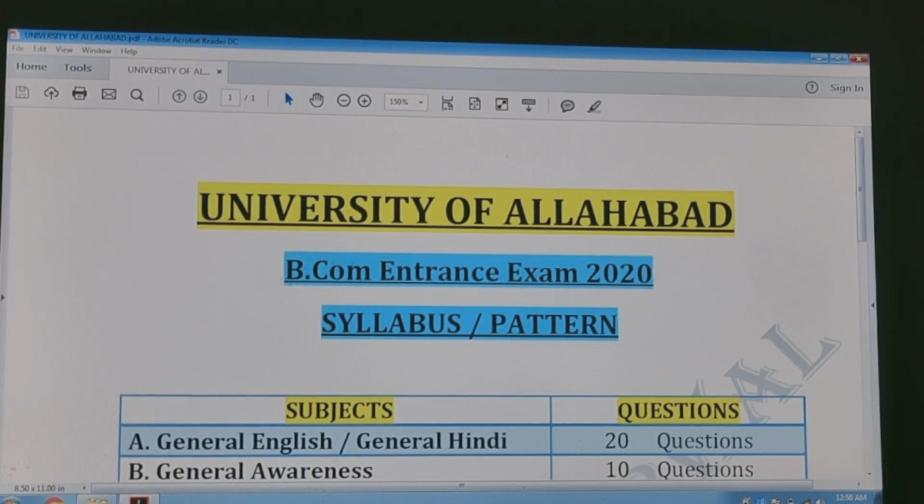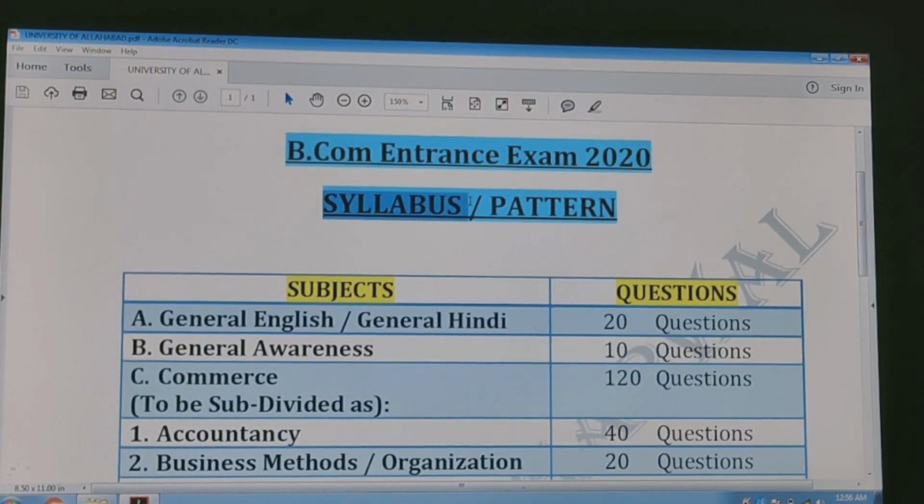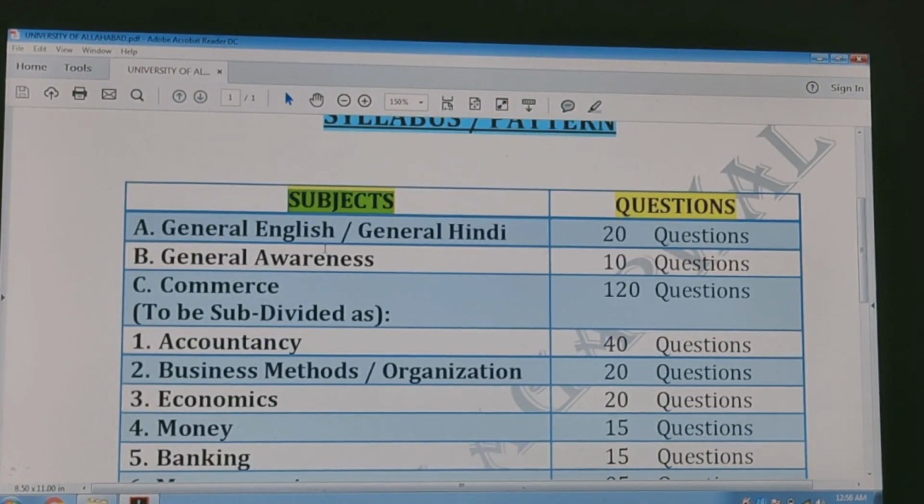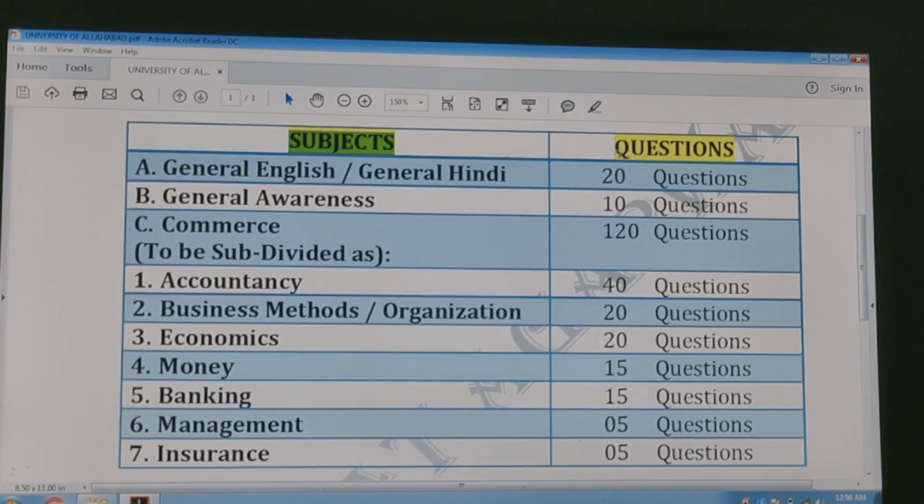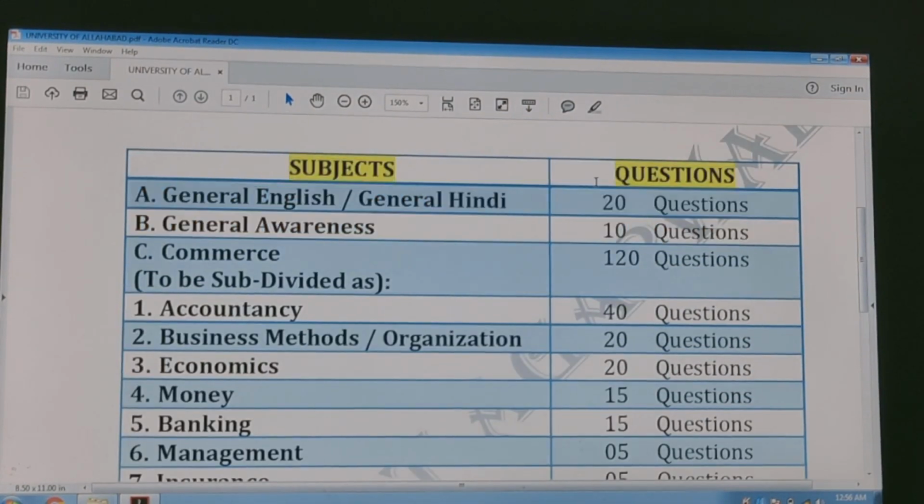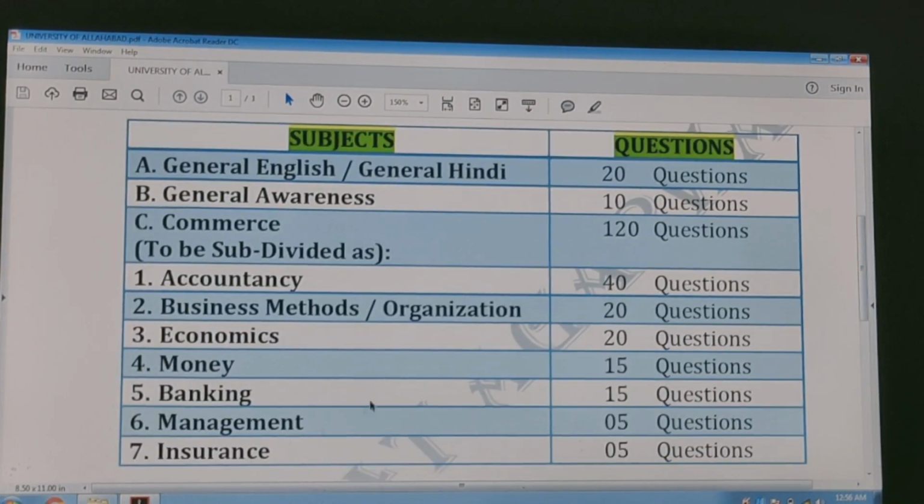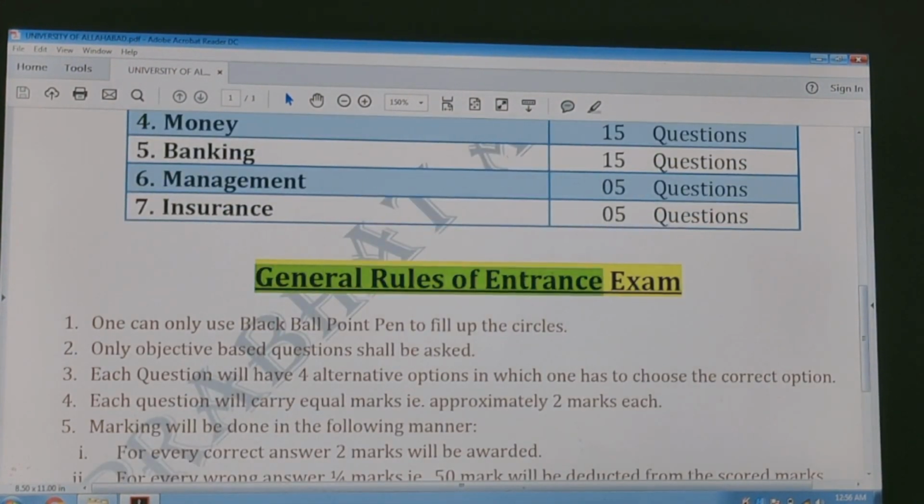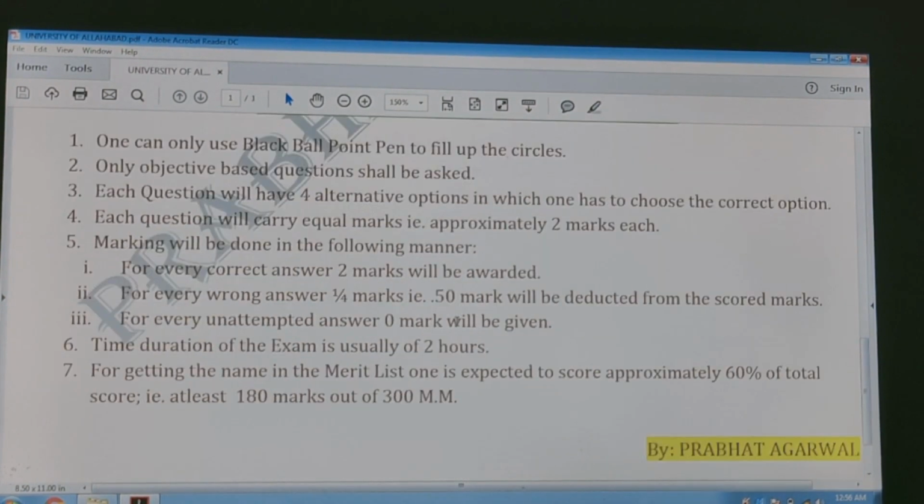So this video was all about the BCom entrance exam 2020, and we have discussed the syllabus as well as the pattern. You can go through the subjects and the marks and the questions allocated to these. The subjects are General English, General Hindi, General Awareness, Commerce, to be subdivided into Accountancy, Business Methods, Economics, then Money, Banking, Management and Insurance. And then we have studied the General Rules, which we have already discussed.